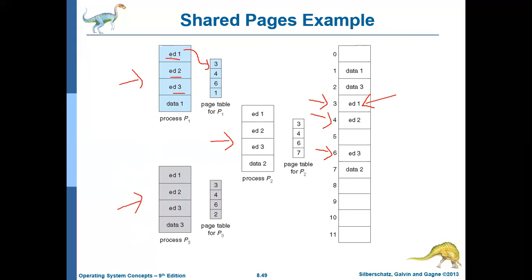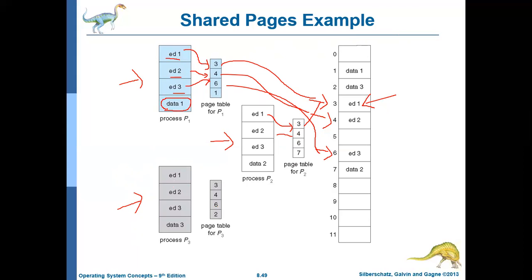This is page 1, which is called here ed1, editor 1, which is connected to frame 3. This is the page table which maps the page number to frame number. ed2 is connected to frame 4, and ed3 is mapped to frame 6. Like that in all the processes also. In process 2 also, ed1 refers to frame 3, ed2 refers to frame 4, ed3 refers to frame 6. Similarly in process 3 also, but they have their own data section.